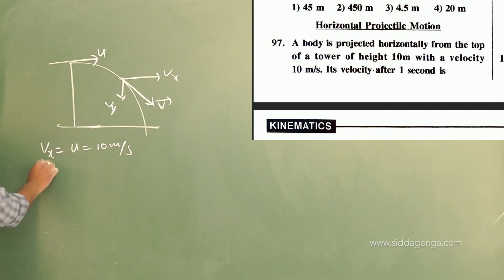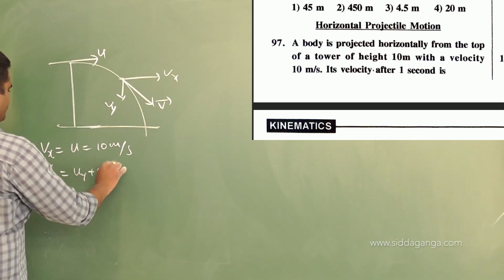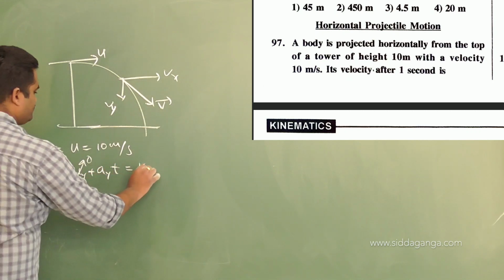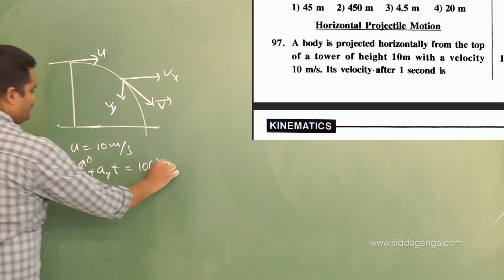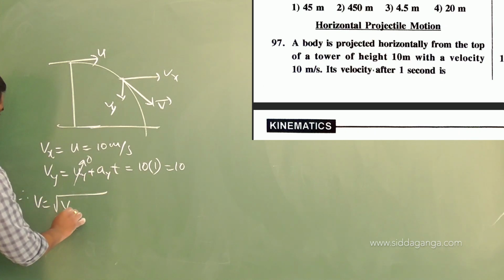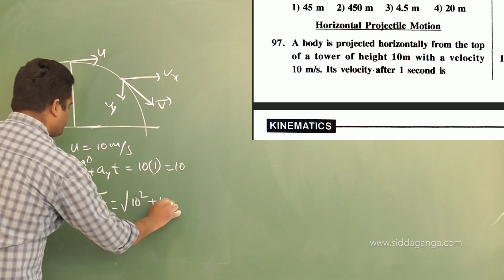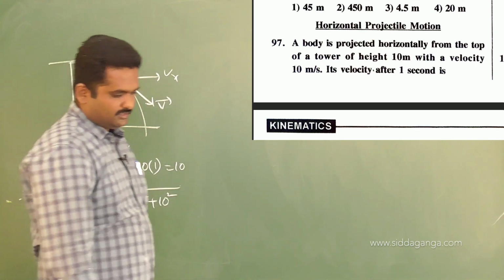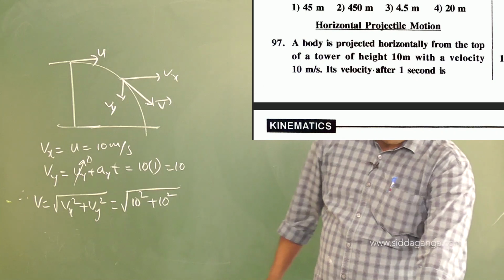What is the velocity after 1 second? Vy equals uy plus ay into t, you are aware of the formula. Uy is 0, ay is g, that is 10, into t, which is 1 second. That's why it is 10. So Vy equals 10 meter per second. Therefore V equals root of Vx square plus Vy square, root of 10 square plus 10 square, which is 10 root 2 meter per second. The answer is 10 root 2 meter per second.